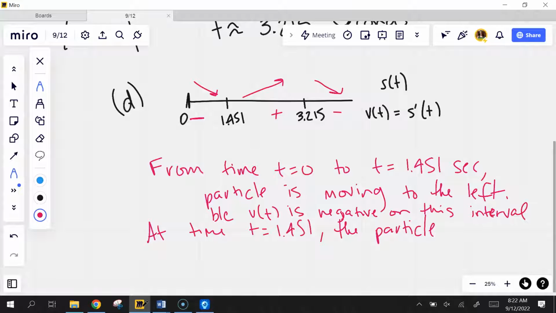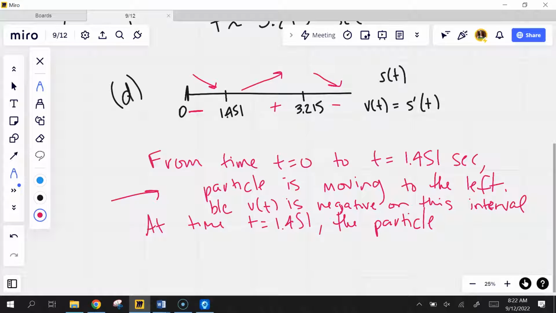I told you you're guaranteed an FRQ with particle motion, and this is what they're looking for. It might say, on what intervals is the particle moving right, on what intervals is the particle moving left, why? And so you'd have to say, because velocity is negative, or because the function is decreasing, or any of those would work. Then at time t equals 1.451 seconds, the particle stops because velocity is 0.